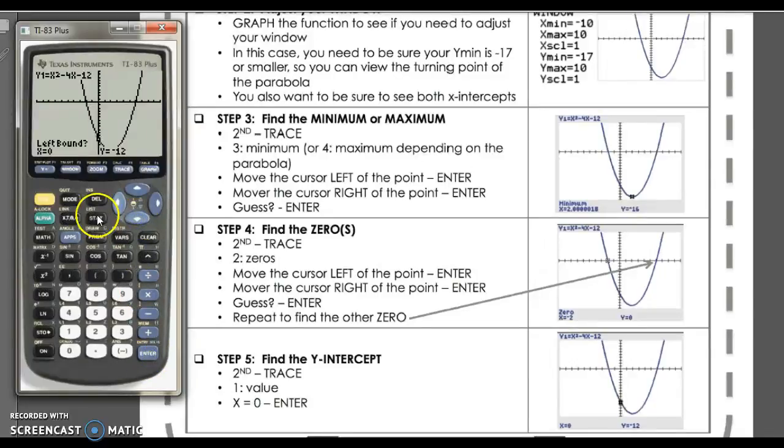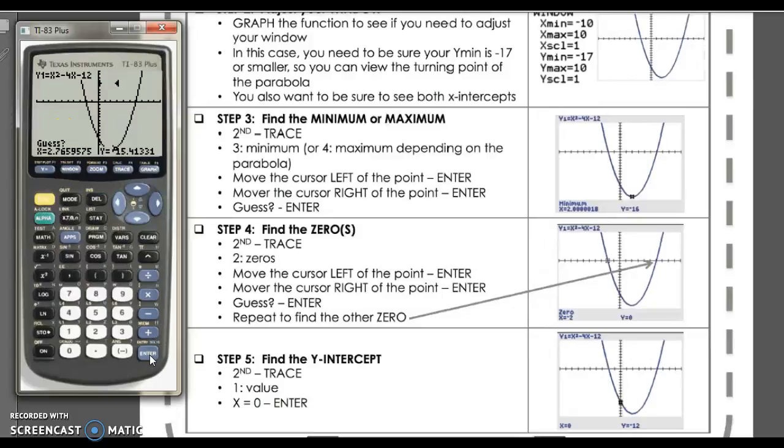And right now, the calculator is asking me, is this my left bound? So right now, I'm on the y-intercept, so I'm just going to move a little bit over there. So I know my vertex is right here. I'm to the left of the vertex. That's why this says left bound. So I'm going to hit enter, yep, that's what I want. Then I need to move my cursor to the right of the vertex. So my right bound, and I hit enter because that's what I want.